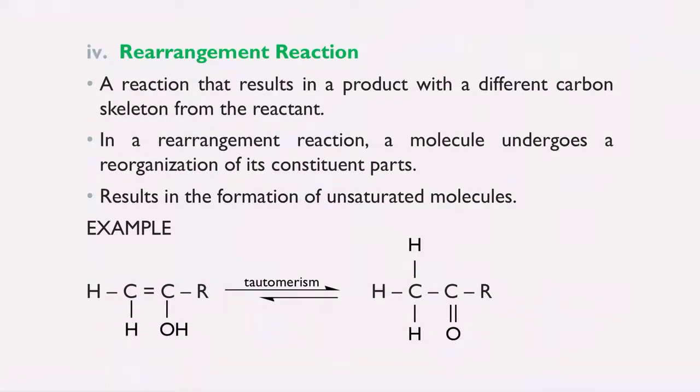Okay, finally you have rearrangement reaction. So rearrangement maksudnya awak akan susun balik lah basically. Apa yang awak akan susun balik? It is a reaction that results in a product with a different carbon skeleton from its reactant. So basically awak punya carbon chain tu berubah lah. So this will result in the formation of unsaturated molecules. Okay. Alright, so here, down here, your example is a tautomerism reaction.